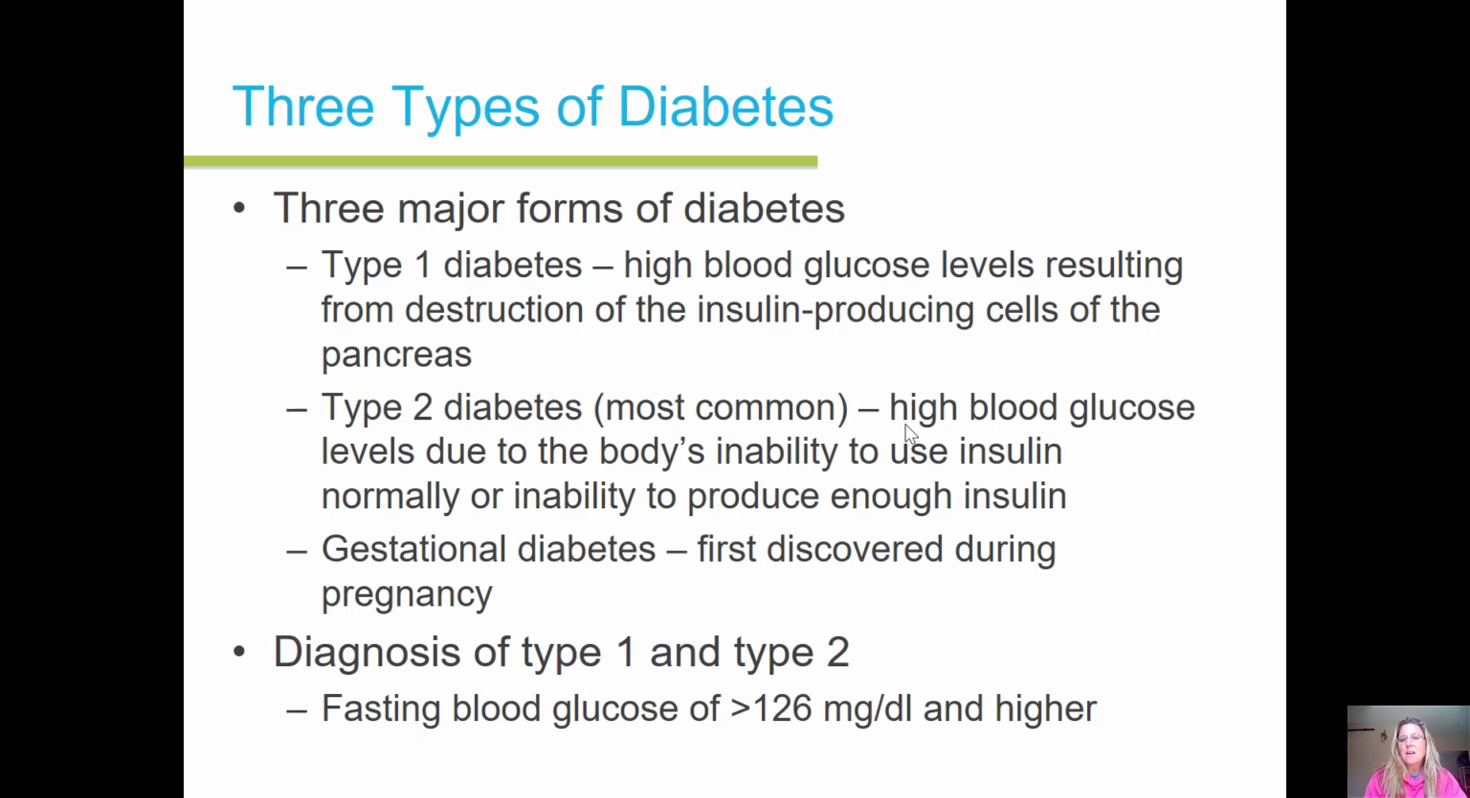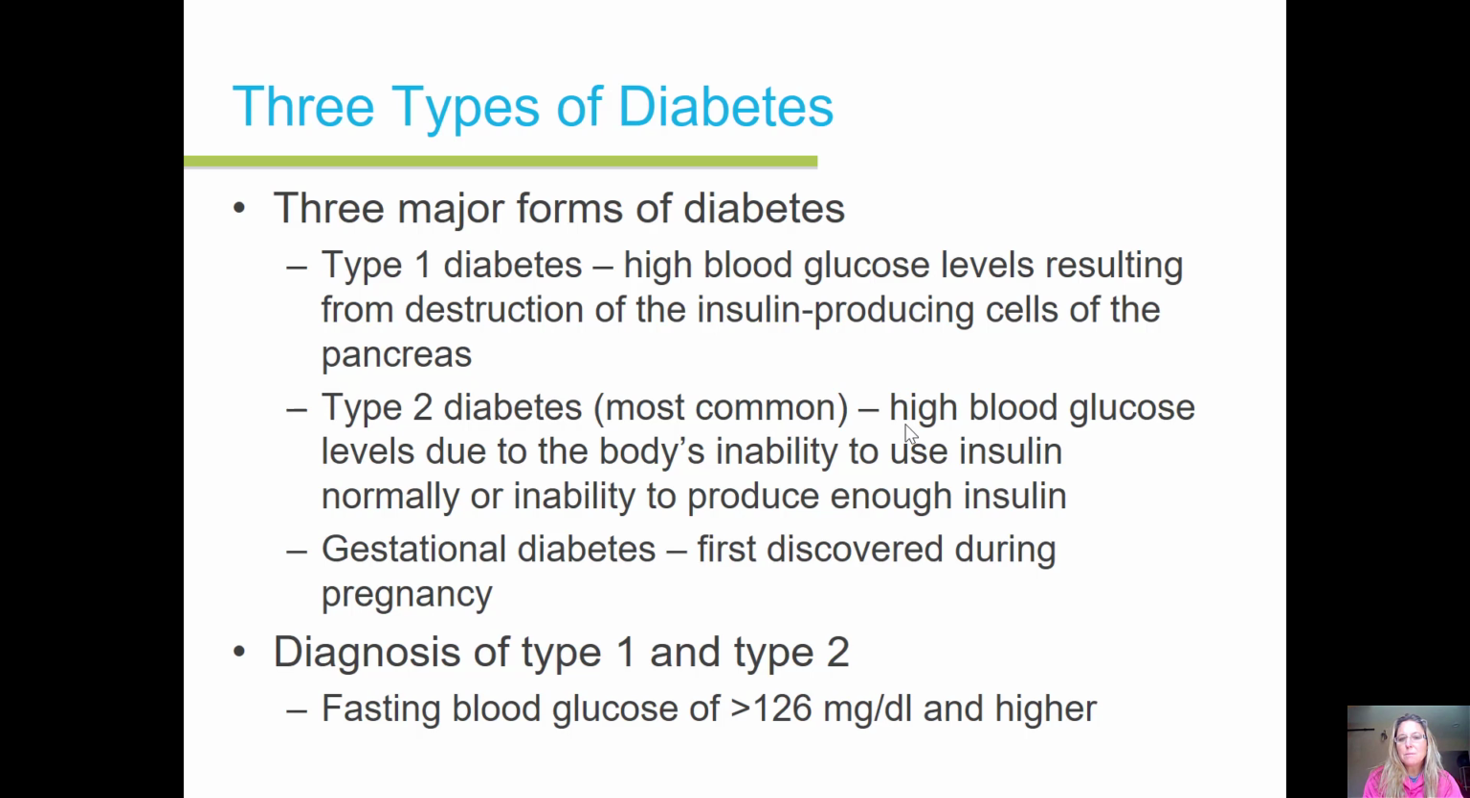Type 1 is actually having the high blood sugar levels resulting from the destruction of the insulin-producing cells on the pancreas. Okay, so the beta cells in the pancreas actually are destroyed, and now the pancreas is no longer able to produce the insulin, and therefore those individuals have to take an insulin shot on a daily basis to regulate their blood sugar levels.